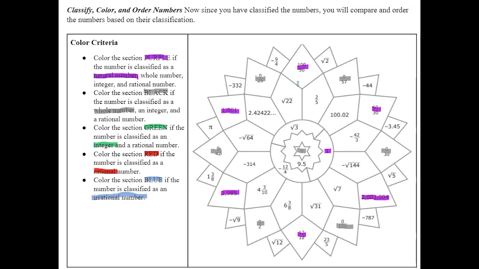For green, it's going to be if it's integers and not whole numbers. Because we've already done the positive integers with purple and black, green will only be used for the negative integers. Again, remember to reduce fractions to see if they fit, and also reduce square roots because they might work. In this case, the square root of 144 is 12, and so that will reduce. And 42 over 3 is 14.